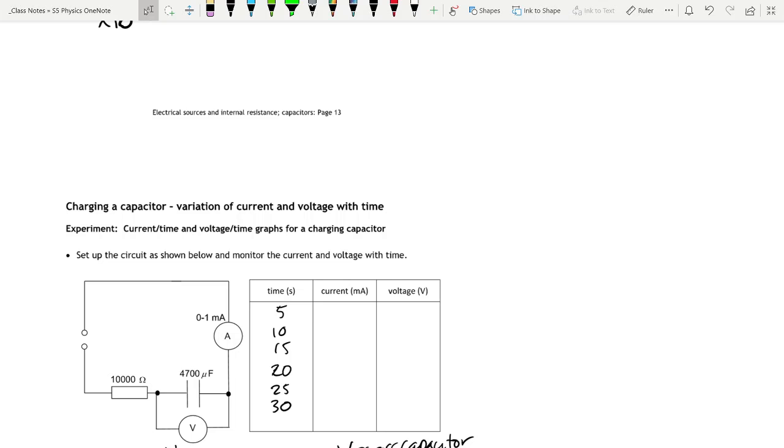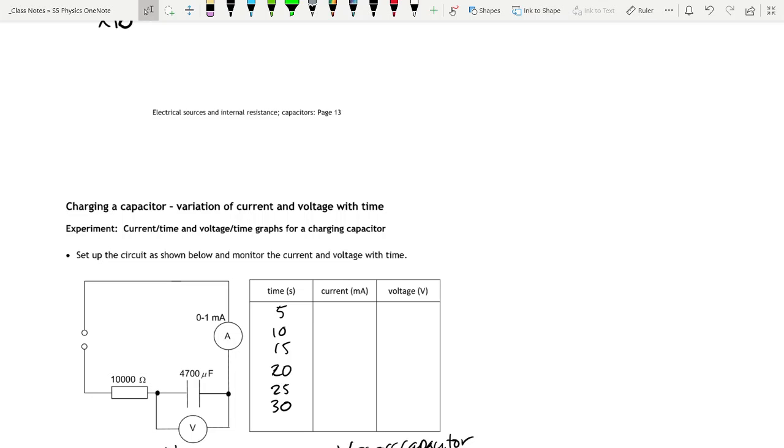So, in this example here, and I'm going to show you the experiment later, we've got a circuit with a power supply, an ammeter, a resistor and a capacitor in parallel. We're measuring the voltage across the capacitor and the current in the circuit. So what we do is we'd maybe take every 5 seconds, we'd take the current in the circuit and we take the voltage across the capacitor.